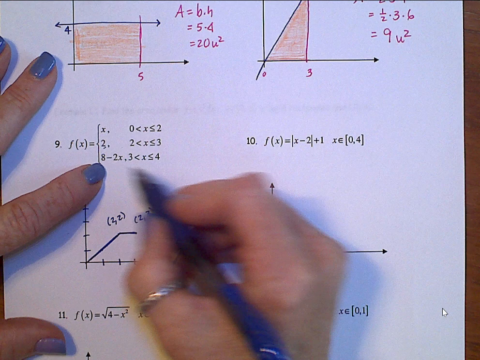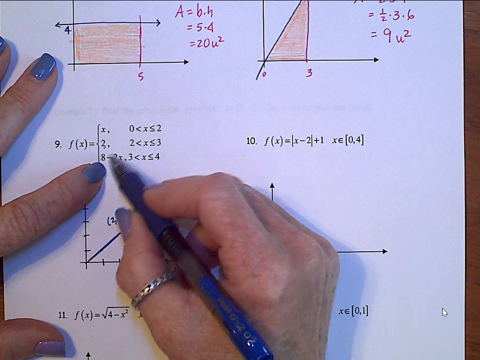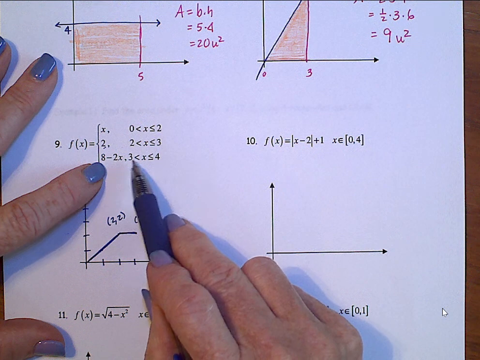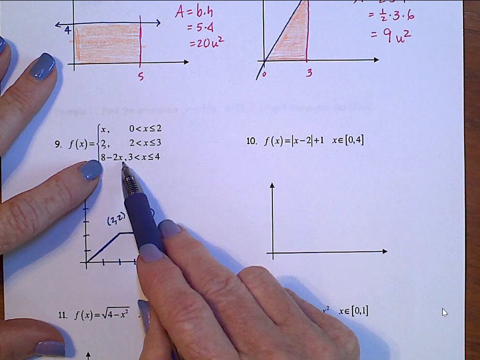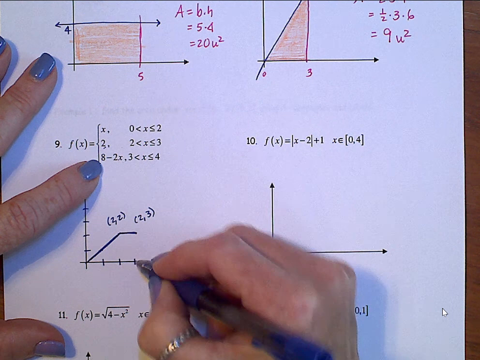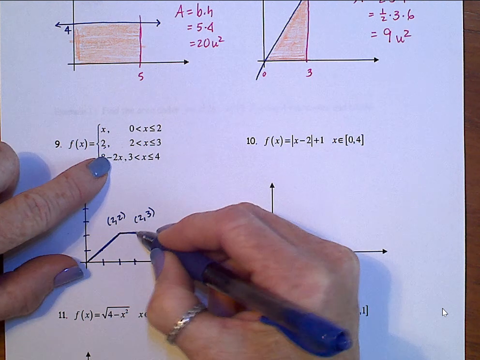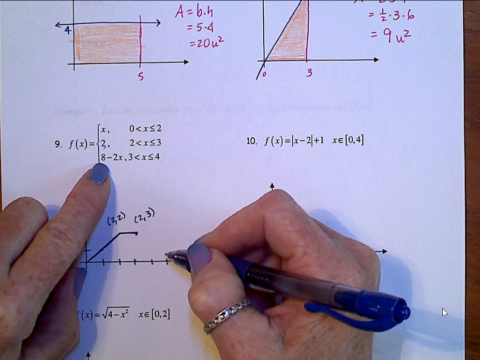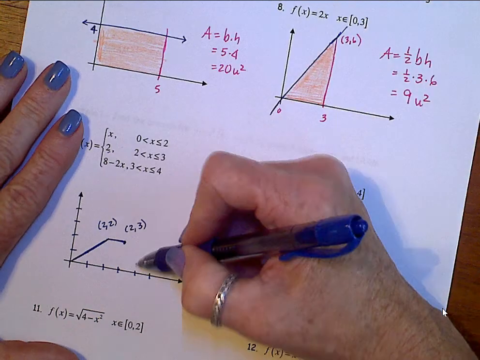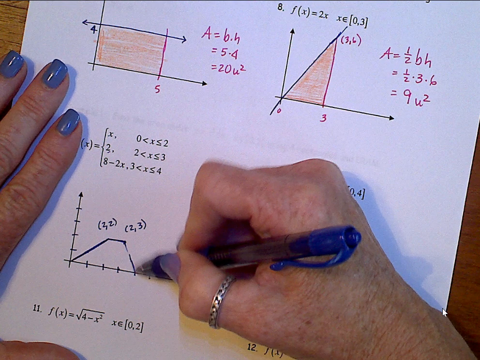And this linear piece, 8 minus 2x, we know we have a slope of -2. It starts right at 3. So I'm going to plug a 3 in here. 8 minus 6 is 2. So when x is 3, that y value is 2. That makes these guys connect. And when x is 4, this function piece is back down to 0. So we're looking at this.